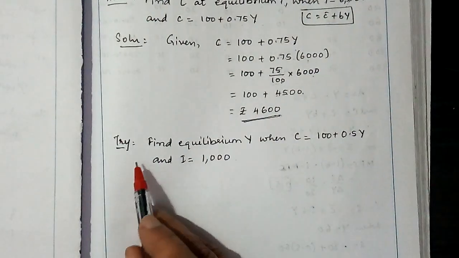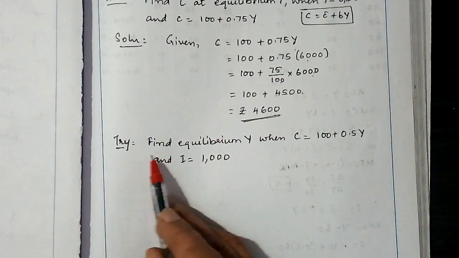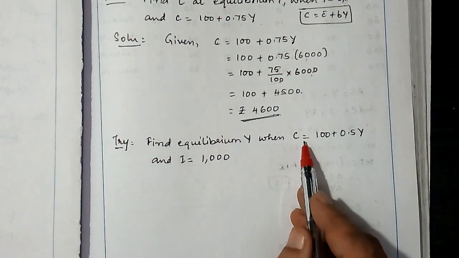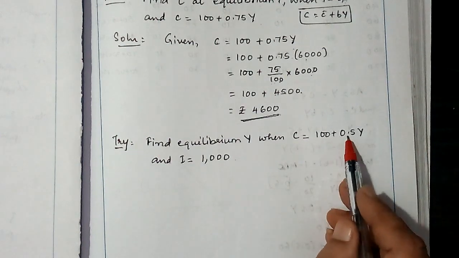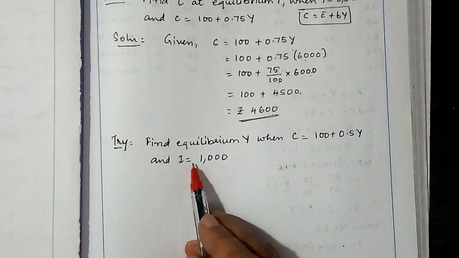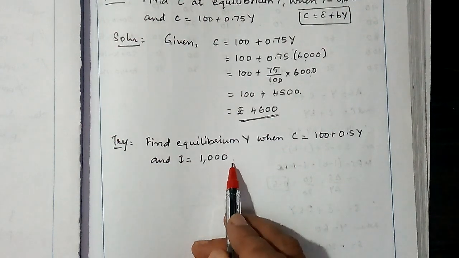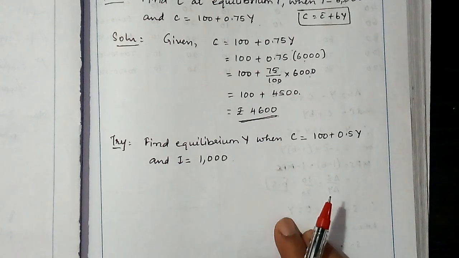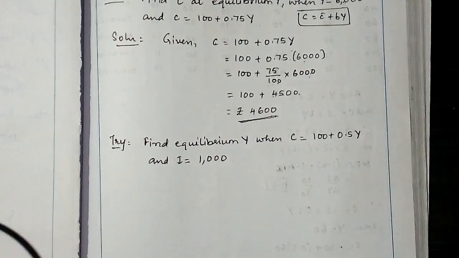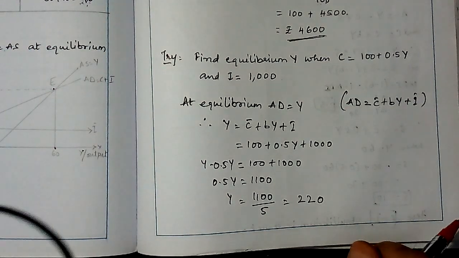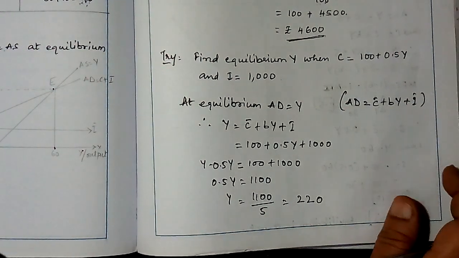Now you may try solving this problem. Find equilibrium income when consumption is equal to 100 plus 0.5 Y and investment is given over here as 1000. So you may pause the video and try to solve. I'll wait for you. I hope you could solve that problem.